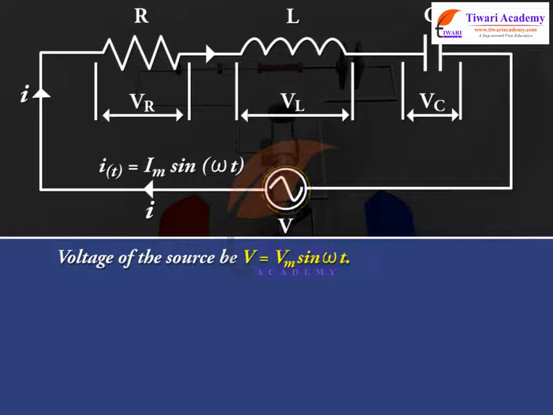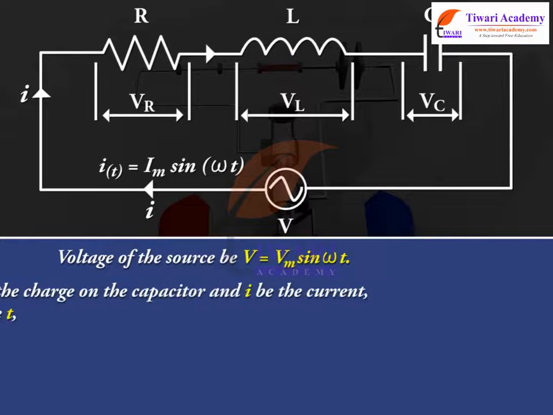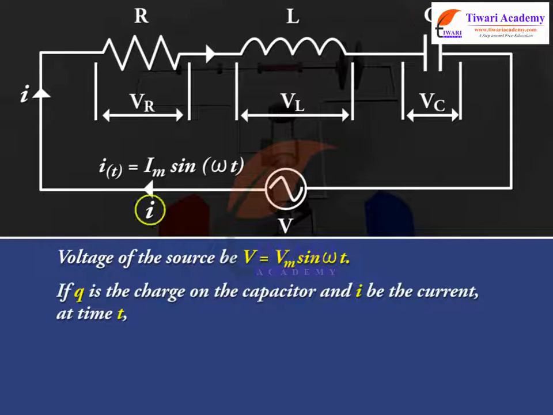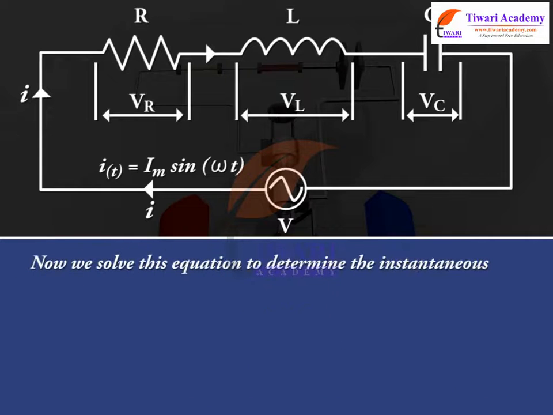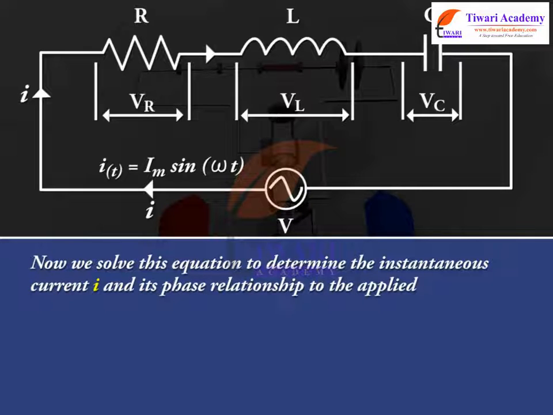Voltage of the source V is equal to Vm sine omega t. If Q is the charge on the capacitor and I is the current at time t, we have from Kirchhoff's loop rule L di by dt plus IR plus Q by C is equal to V. Equation 1.